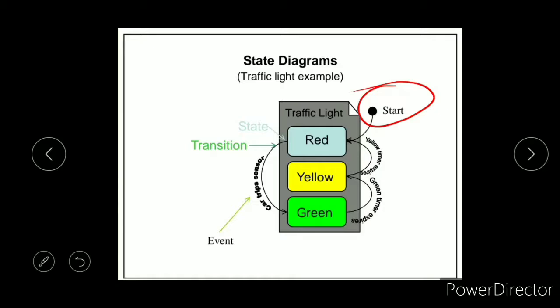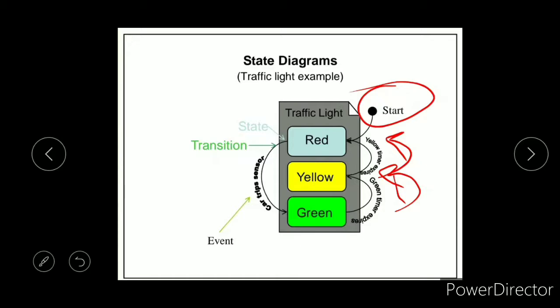When green becomes red, green will not directly become red. If it is a fully automated system with a timer, when the green timer expires, it will become yellow. After that, whenever the yellow timer expires, the yellow will become red. And again, when the red timer expires, it will become green. So it will continue and there is no stop. Got it? So this is an example of a state diagram.